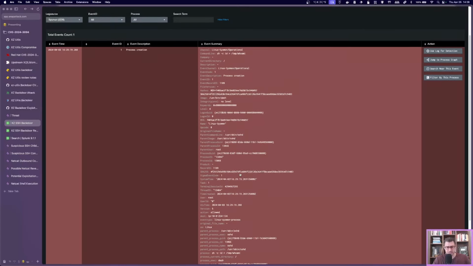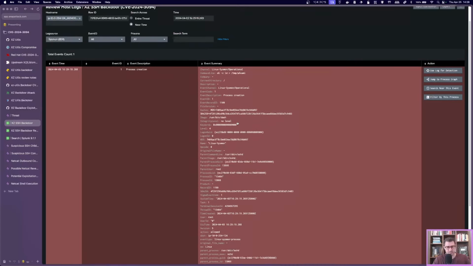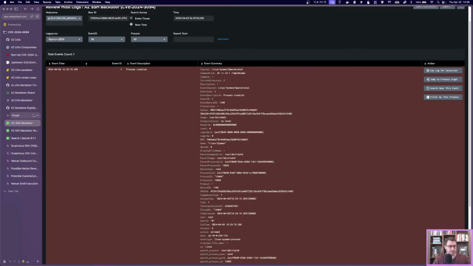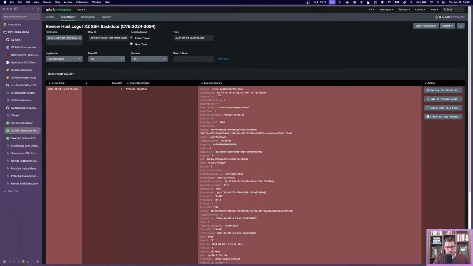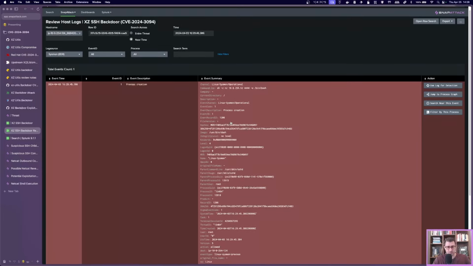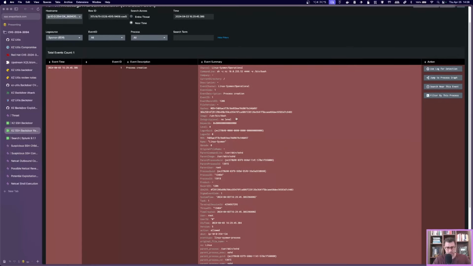But this is just the process creation detection here for this specific XZBot, using XZBot to run the command. The other one is showing that command establishing that connection to the attacker machine over port 444. This is also a process creation here.